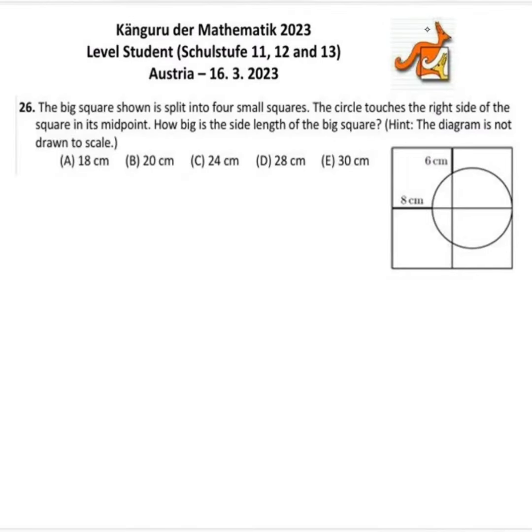The big square shown is split into four small squares. The circle touches the right side of the square at its midpoint. How big is the side length of the big square? So we have to find that.